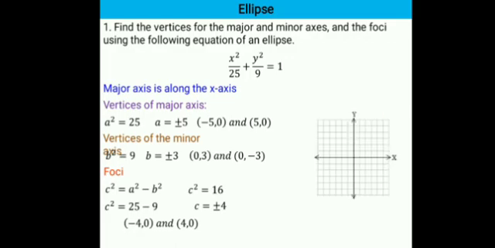So sketching now the graph of this one. The first one, that is your negative 5, 0. That is your 5, 0. That is your 0, 3. And 0, negative 3. So sketching now, that will be now your ellipse. And the foci, that is your negative 4, 0 and 4, 0. Let's have another example.